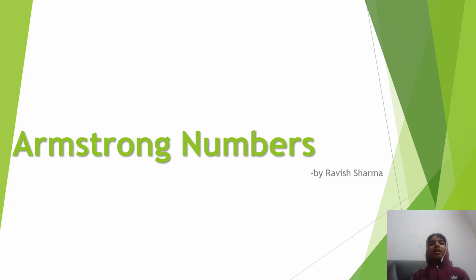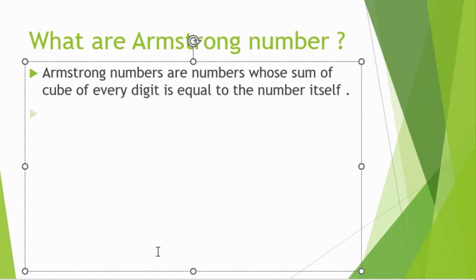So friends, starting. What are Armstrong numbers? Numbers whose sum of cube of every digit is equal to the number itself are called Armstrong numbers. Let's understand these numbers with some examples.